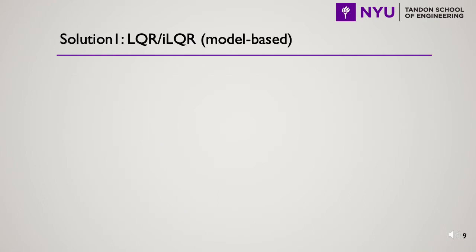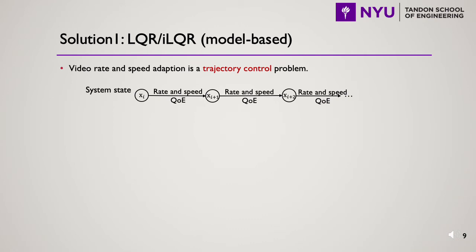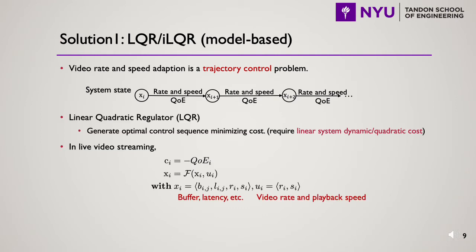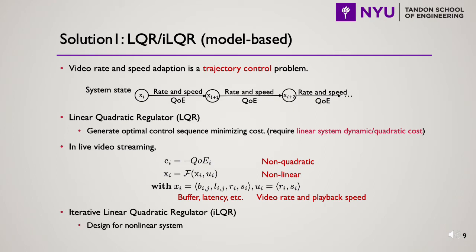In the model-based solution, we consider the video rate and playback speed adaptation as a trajectory control problem. If the system dynamic is linear and the cost function is quadratic, the problem can be solved by linear quadratic regulator efficiently. However, in a live streaming system, the requirements are not satisfied. In this case, we adopt iterative linear quadratic regulator, which is designed for nonlinear system, to solve the problem.